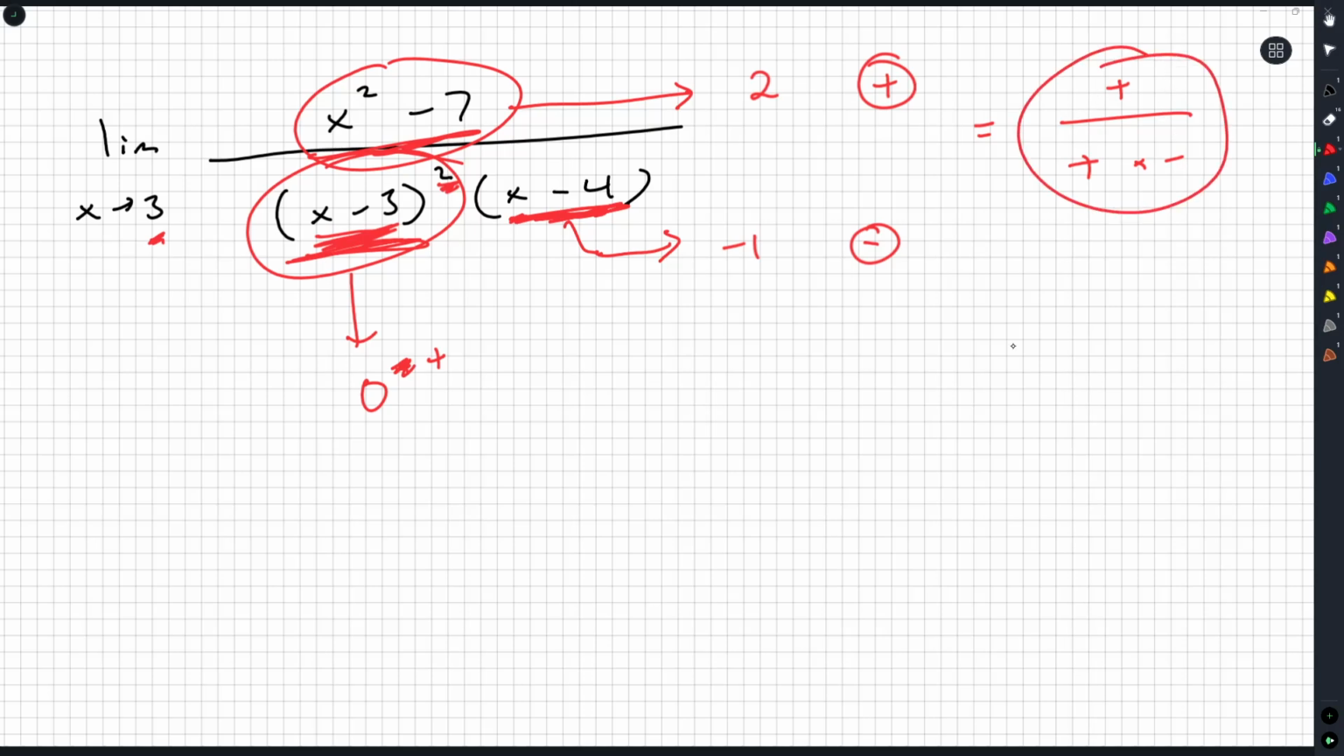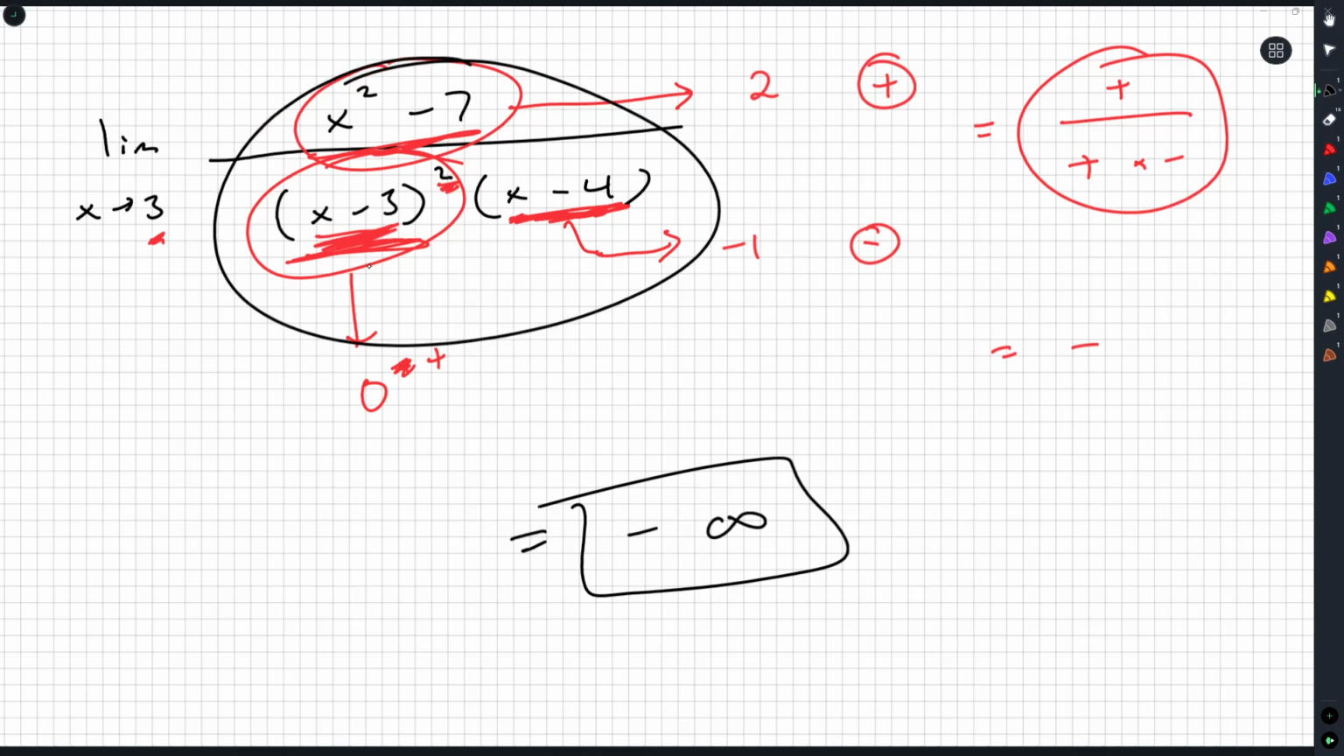So overall, the expression is guaranteed to be negative as your x values are heading to 3, which means that the limit here will be a minus infinity. Okay? It's minus infinity because overall these values are negative. And since the bottom is going to 0, the whole thing's getting really big because the top's not going to 0. So it's a big negative, which we symbolize with minus infinity. And there we go.